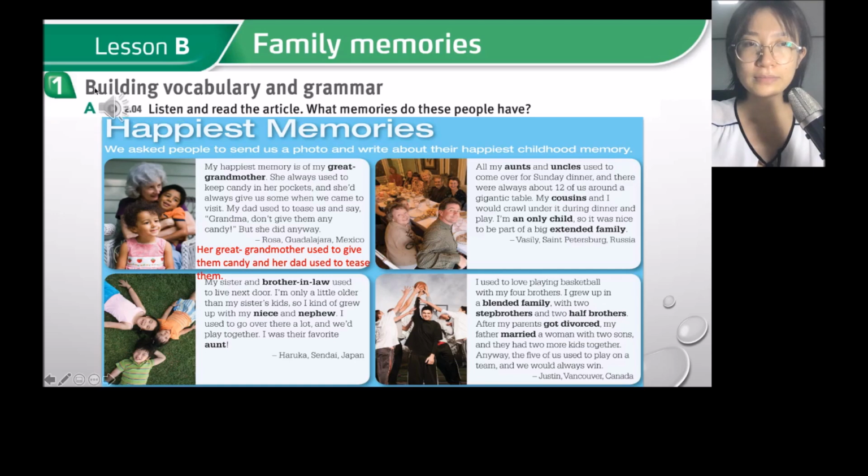All my aunts and uncles used to come over for Sunday dinner, and there were always about 12 of us around a gigantic table. My cousins and I would crawl under during dinner and play. I'm an only child, so it was nice to be part of a big extended family.